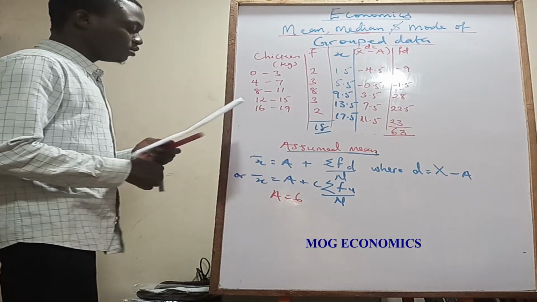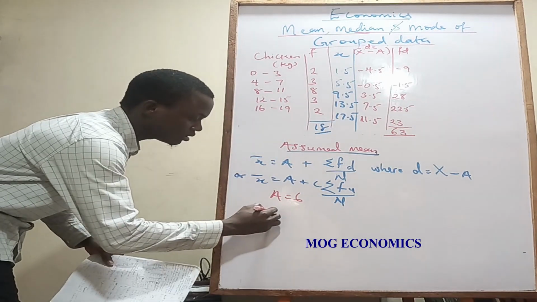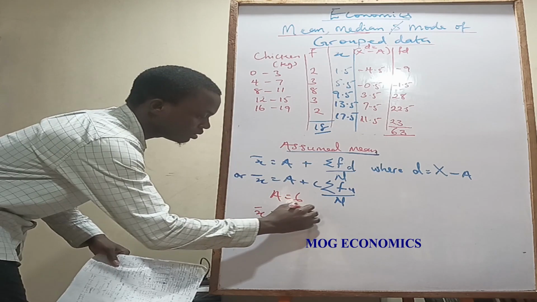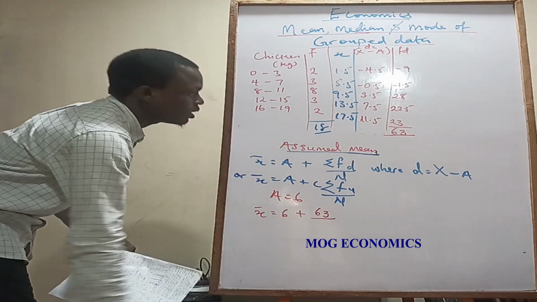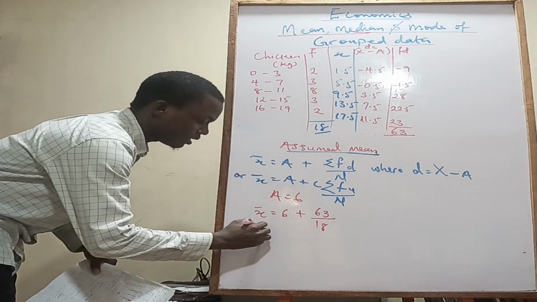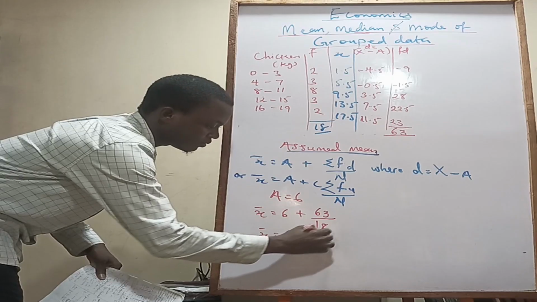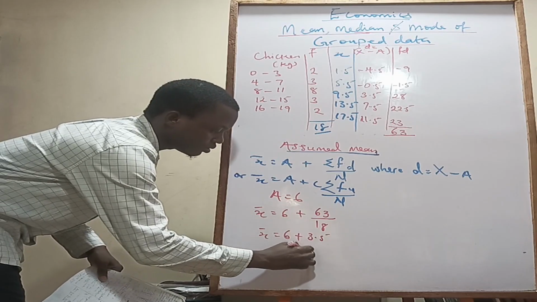So let's now use our formula. Our x̄ is going to be equal to 6 plus 63 divided by n. N is 18. So x̄ equals 6 plus 3.5. That's going to be equal to 9.5.